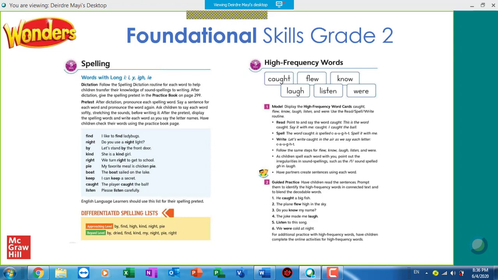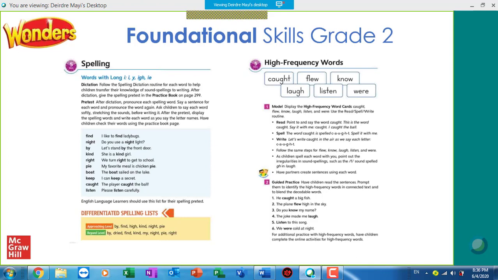Now you will notice that the spelling list that you see here on the left side of the screen is the on-level spelling list. There is also an approaching and a beyond level list that you might be interested in using. For those of you who are interested in knowing whether spelling practice is provided, yes, indeed, spelling practice is provided and it is differentiated.